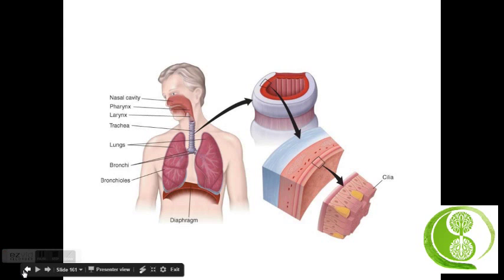Okay, as incoming air leaves the nasal cavity, it's received by the pharynx. The pharynx acts as a passageway for both respiratory and digestive systems. The eustachian tubes connect the upper part of the pharynx to the middle ear, equalizing air pressure on either side of the ear's tympanic membrane, or the eardrum.